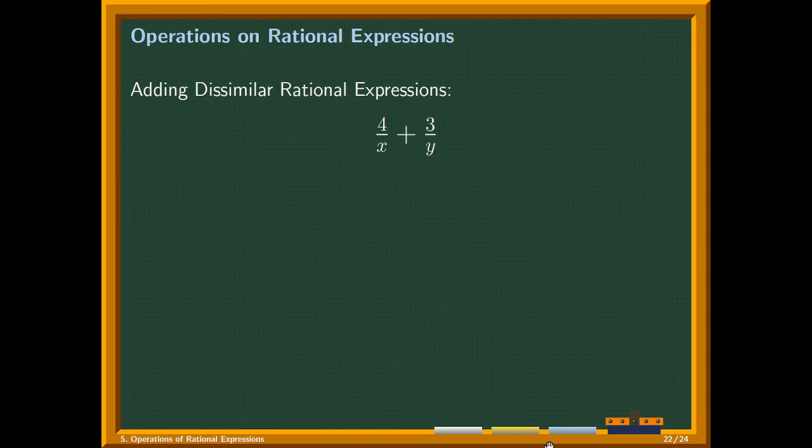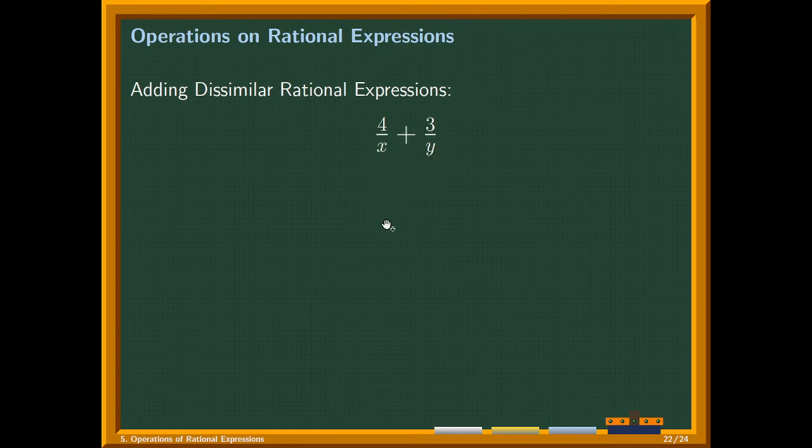We are now in adding dissimilar rational expressions. Our example is a monomial. They are dissimilar because the first fraction has a denominator of x, while the other fraction has a denominator of y. So, by inspection, they are not the same. Dili gid na sila pareho.